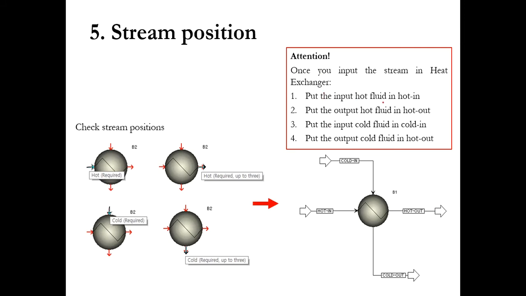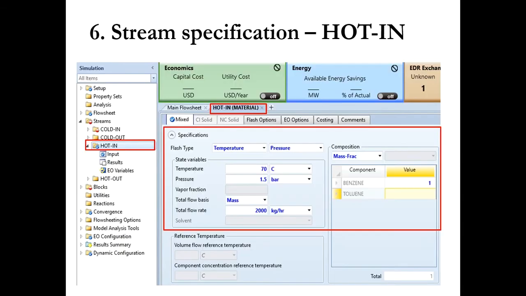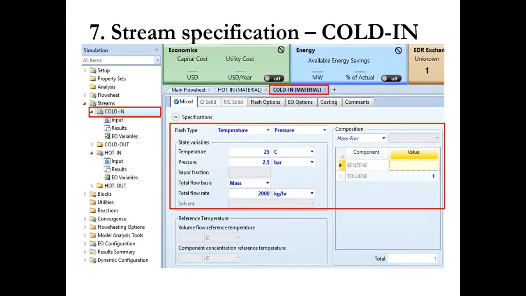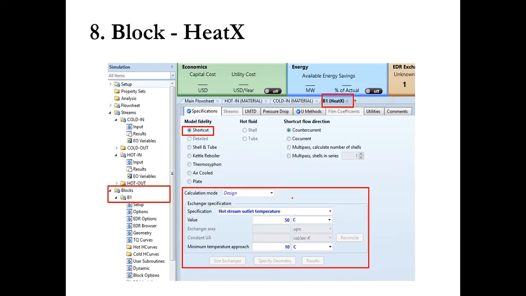Then put the input hot fluid in hot in, put the output hot fluid in hot out. कि जो इनपुट है हॉट की वैल्यू वो आप हॉट इन में देंगे, जो आउटपुट है वो हॉट आउट में जाएगा। सिमिलरली जो कोल्ड का इनपुट है वो कोल्ड इन में जाएगा और जो कोल्ड का आउटपुट है वो कोल्ड आउट में चला जाएगा। After that, specify the hot in stream, then cold in stream, then give the specification of hot stream outlet which has been specified as 50 degrees centigrade.